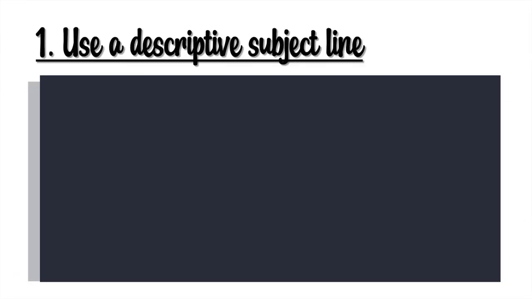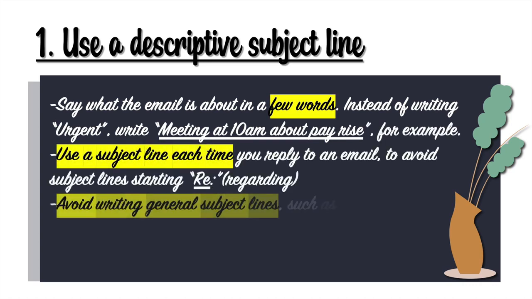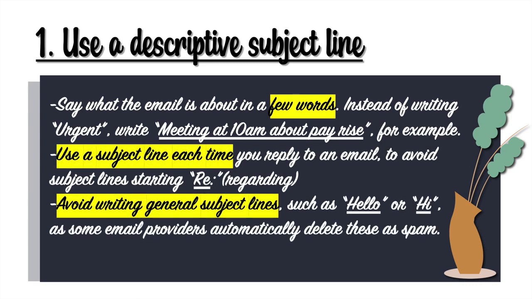Let's start with tip number 1. Use a descriptive subject line. Say what the email is about in a few words. Instead of writing urgent, write meeting at 10 a.m. about pay rise, for example. Use a subject line each time you reply to an email to avoid subject lines starting RE, which means regarding. Avoid writing general subject lines such as hello or hi, as some email providers automatically delete these as spam.